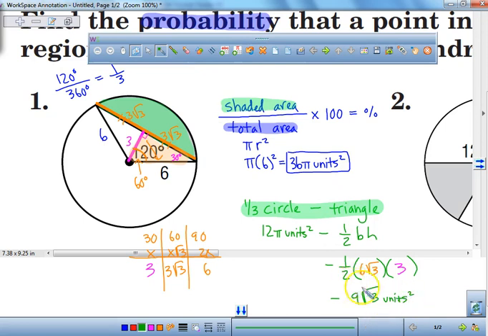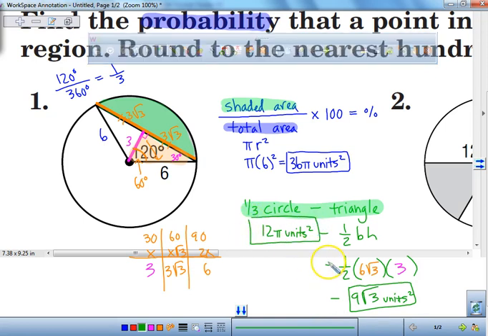There we go. So the area of our triangle is 9 radical 3 units squared. The area of our third of our circle is 12 pi units squared. Now, the whole purpose of this, why are we finding both of them? We're trying to find the area of the shaded region. So we're going to find the area of the whole thing and take away the triangle, which leaves us just the green area.